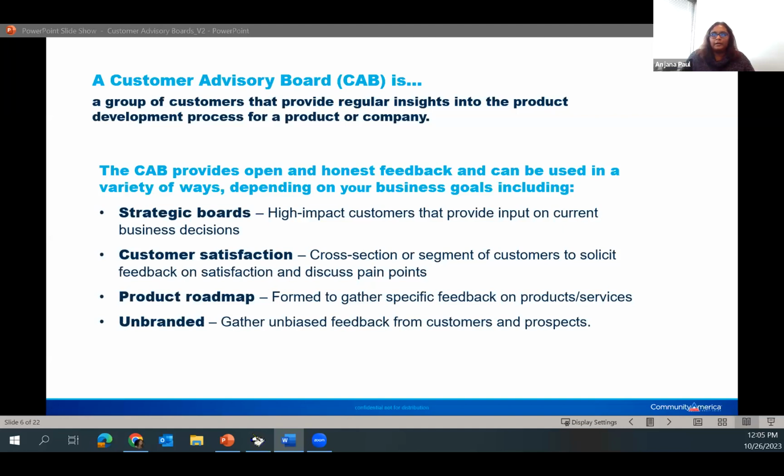If you're building a new product or service or have an existing one that you're looking to improve, a customer advisory board can help you gather feedback for that. Or you may just want to start getting unbiased feedback from your customers and prospects because you haven't done so before, and you want to set up an advisory board. That's another goal that an advisory board can help you accomplish.